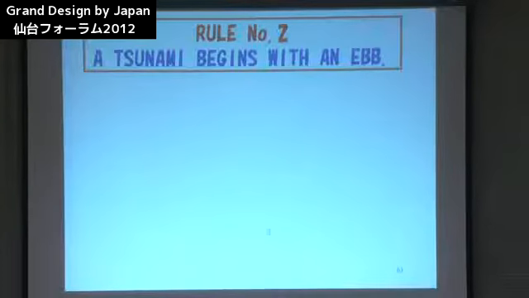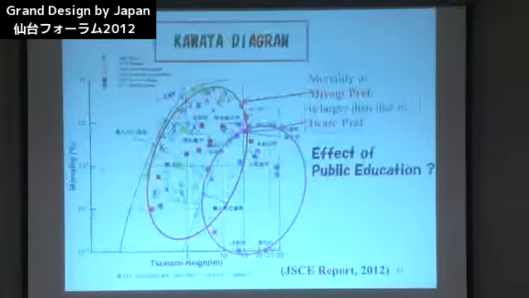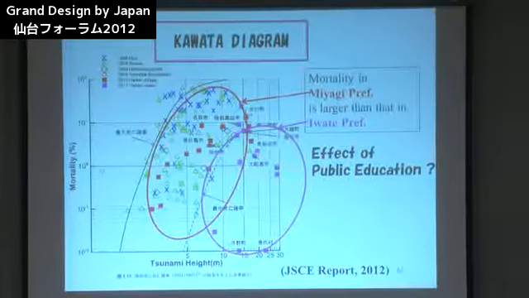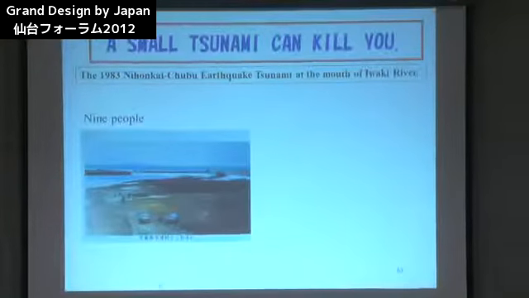The second rule is that a tsunami begins with an ebb, but there is no rule without exception. Here, inside the fishing harbor, the water is quite still, but the tsunami suddenly comes. Now, let me skip this one. Even a small tsunami can kill you.